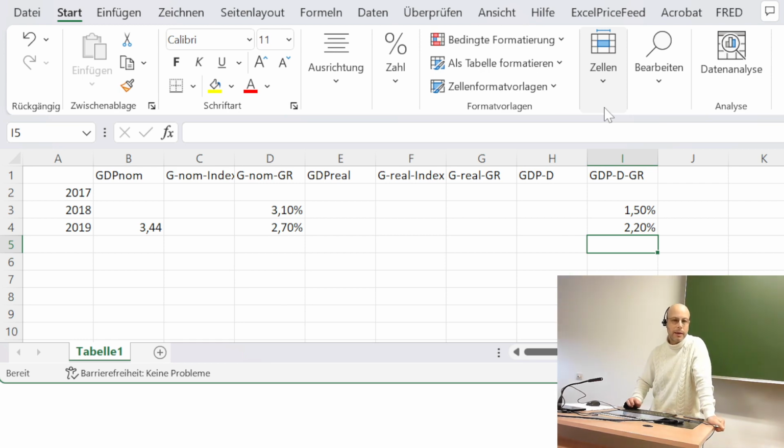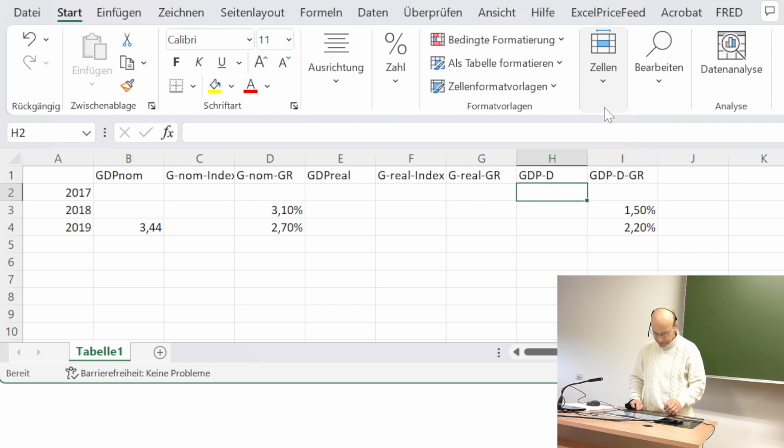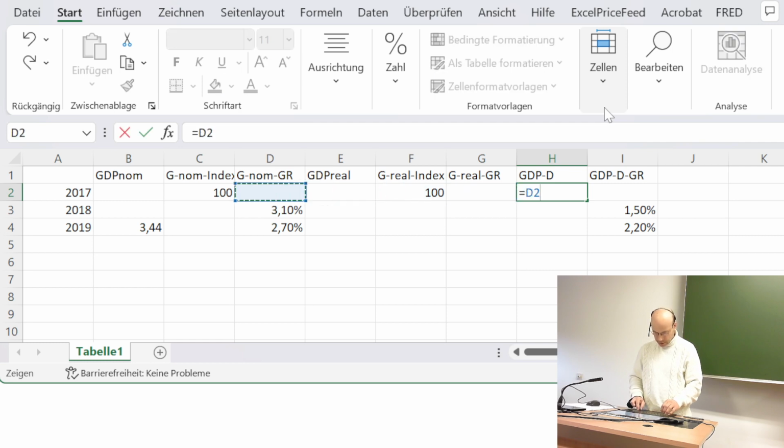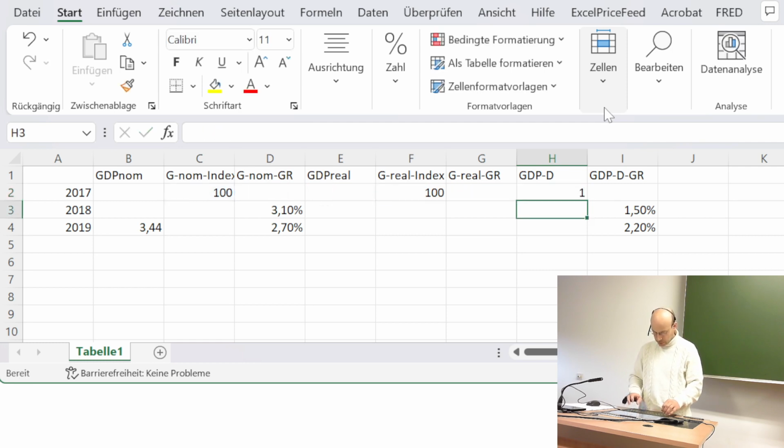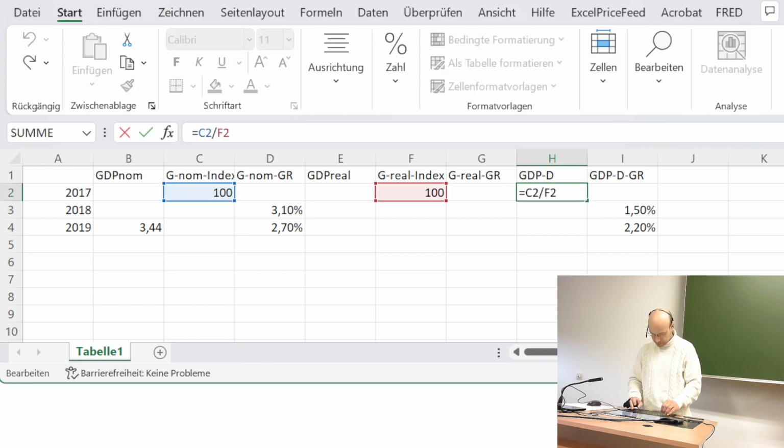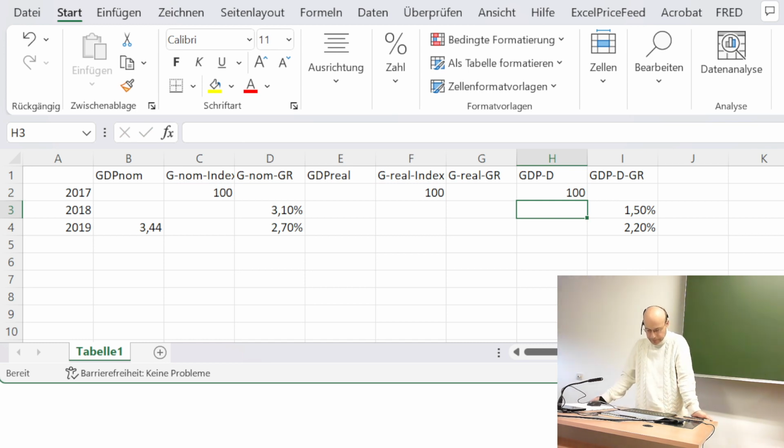Okay. Then what we also can do is taking just one base year. I explained to you that since we changed to chain indices in 2005, it doesn't matter which year we take as a base year, this doesn't change the growth rates. So then we take in 2017, for example, the index equal to 100, and the GDP deflator is nominal GDP over real GDP times 100.